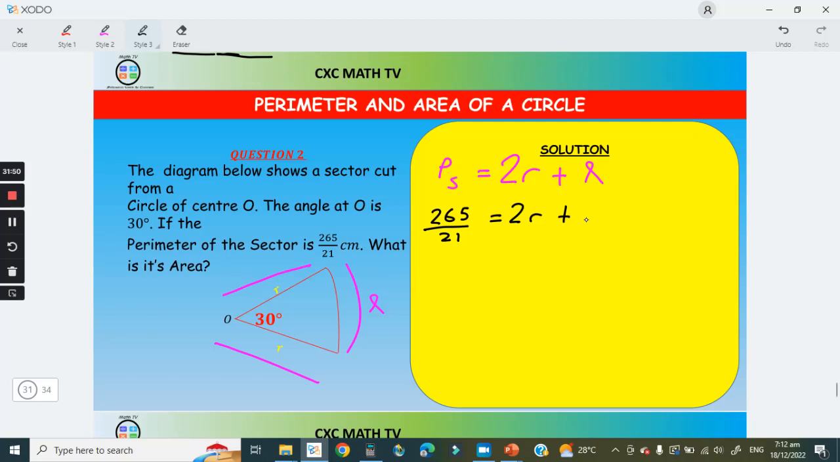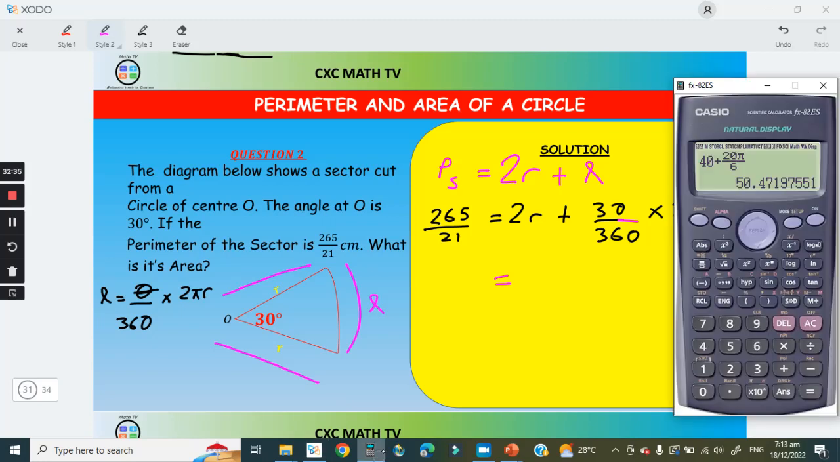Now, how do we go about finding the arc length? No problem. What we do know is that the arc length is theta over 360 times 2 pi r. So theta is 30. So that's 30 over 360 times 2 pi r. This is what we do know. So notice in this equation there's only one unknown. And the unknown is what? R. So we need to go ahead and solve this equation for r first.